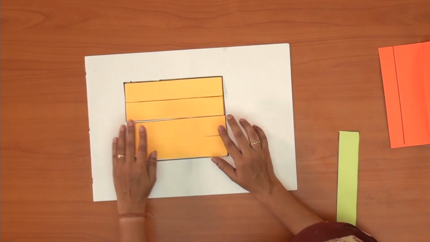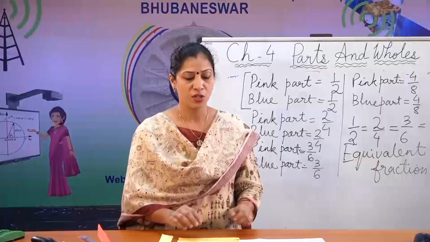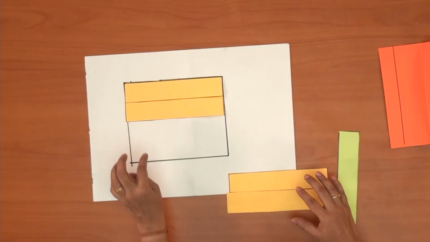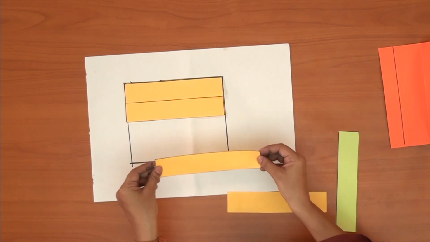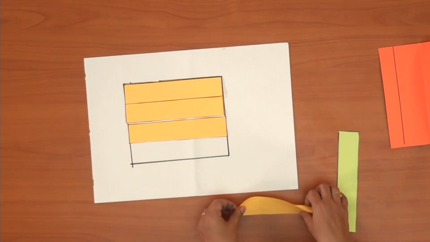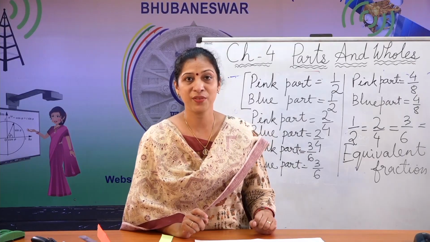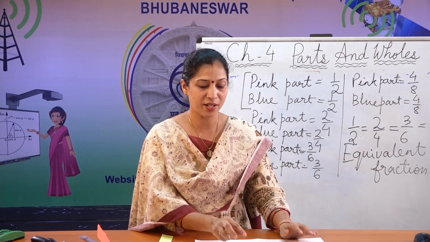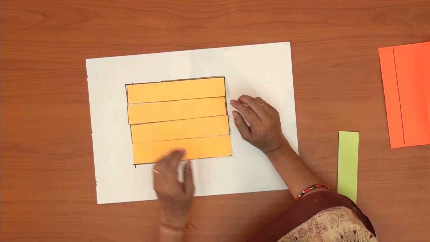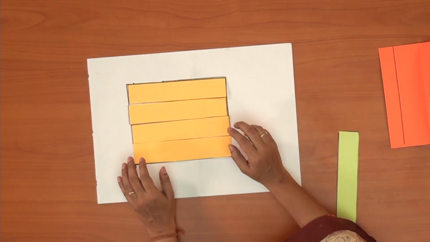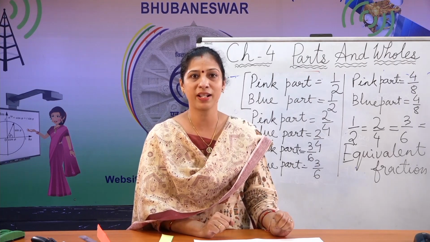Now, this is a rectangle. If I remove this, I have removed half of the figure. So, can you tell me how many 1/4 will make a half? Yes, you are correct. 1 and 2. 2 1/4 will make a half. You just have to find out what is one part of it. It is 1/4. So, if you join 2 1/4, it will be exactly half of the rectangle.